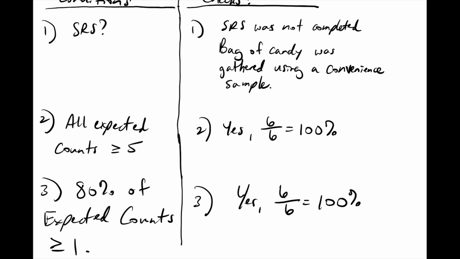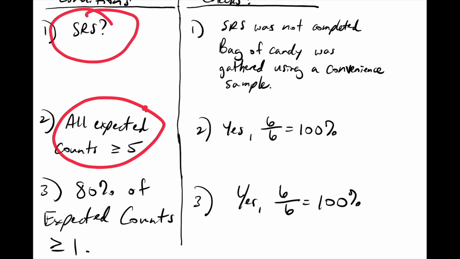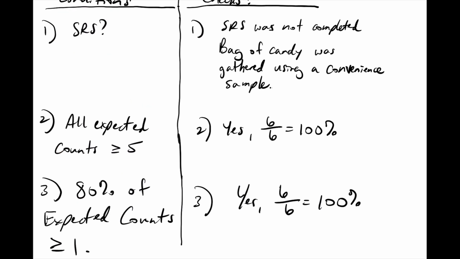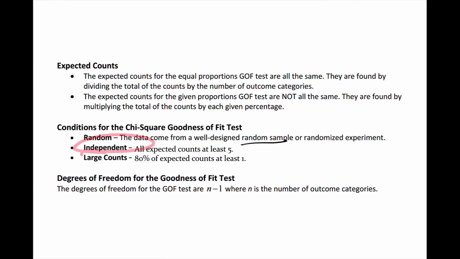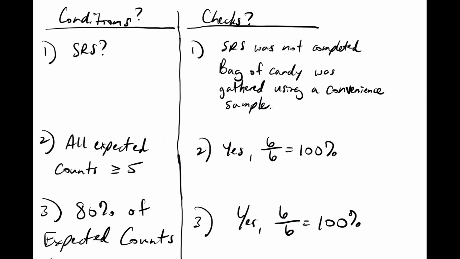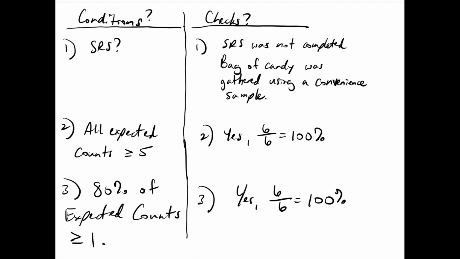So we still have 3, and they cover the same thing. One's randomization, one's independence, which is the 10%. That's why we do the 10% condition for independence. And then the last one is large counts, which is for normality. They're just different. Okay. For chi-square, this is only for chi-square. Everything else uses the same ones we've been using since chapter 7.